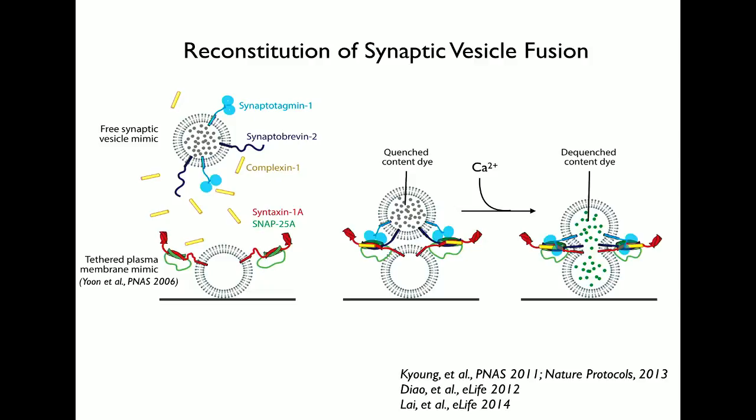We now let the two classes interact. These are tethered, we add the others, they form complexes, and then we inject calcium into the system and we watch fusion. Now, how do we watch fusion? We use fluorescent dyes that are encapsulated in these vesicles, and they're initially in a self-quenched state. When fusion happens, the volume increases, and the fluorescence signal increases. So that's how we can detect fusion events in these assays.